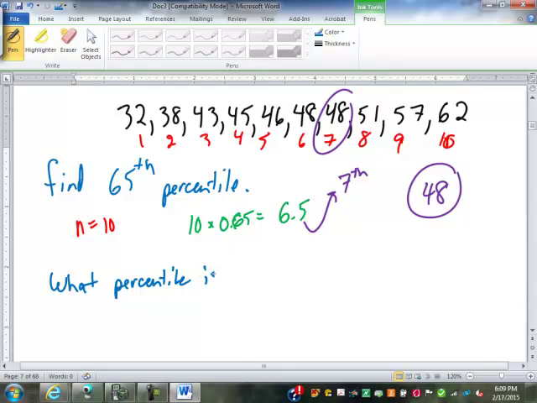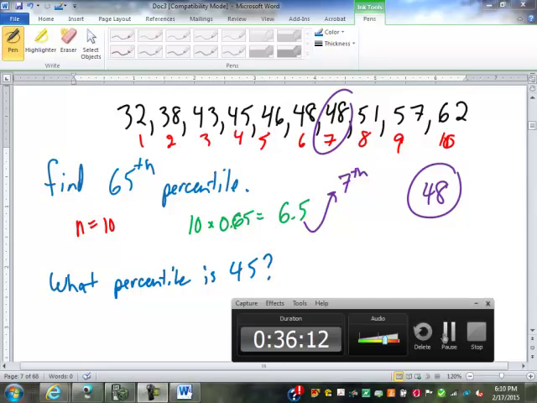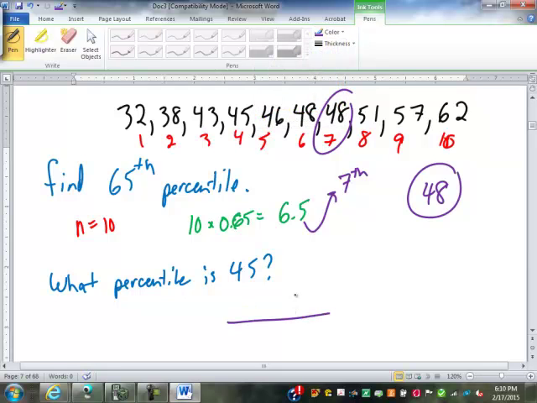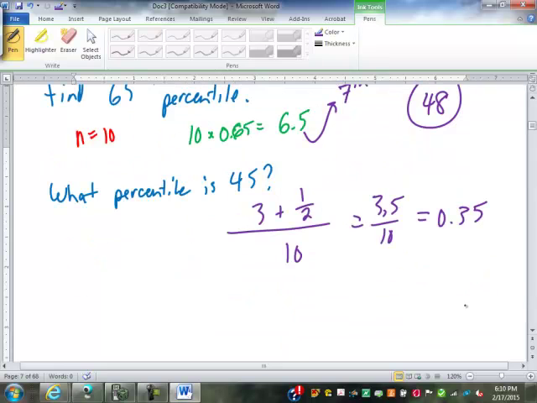How about this? What percentile is 45? Where do we start? Number less. There are 3. Good. And then there's 1 that's equal, so 1 divided by 2, and that's all over 10. So 3.5 over 10 is 0.35. Excuse me, 35th percentile.